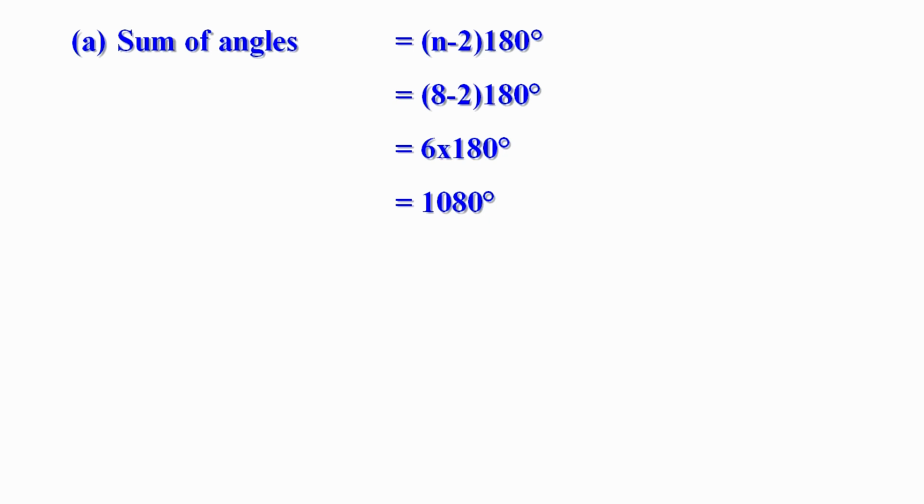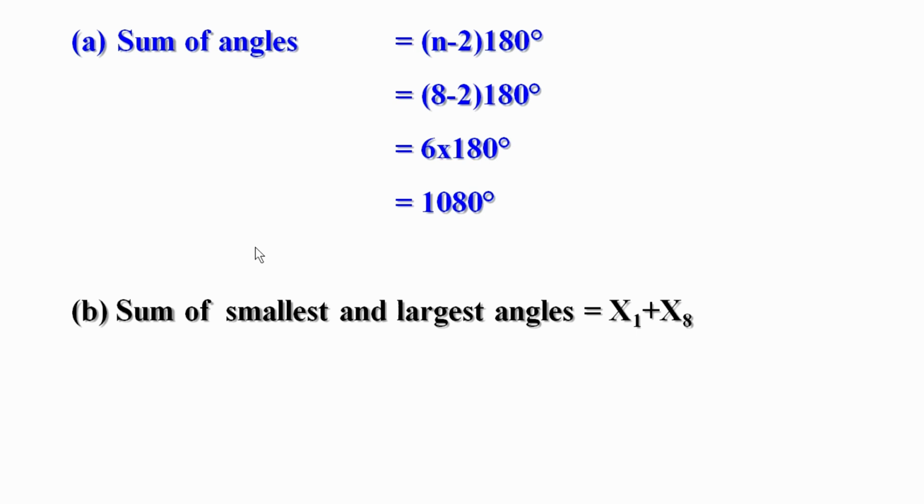Now we have to find the sum of its smallest and largest angles. That is the first term plus the last term, that is, the first term plus the eighth term. Now we know first term plus eighth term equals second term plus seventh term, and that equals third term plus sixth term, and that equals fourth term plus fifth term. Look at the positions. Whenever the position sum is 9, the sums of the terms are also equal.